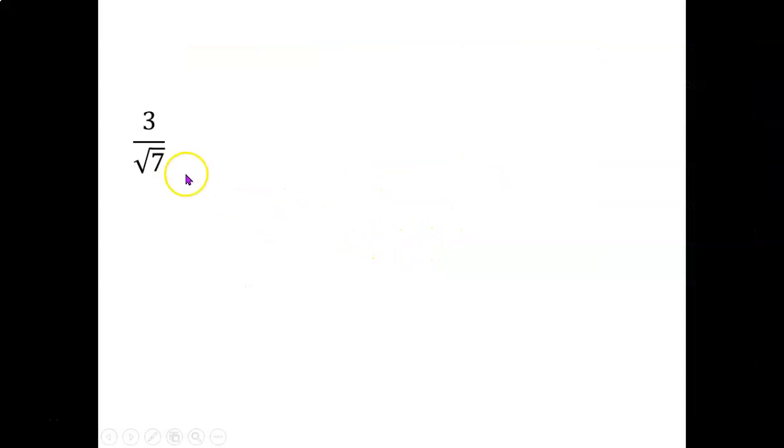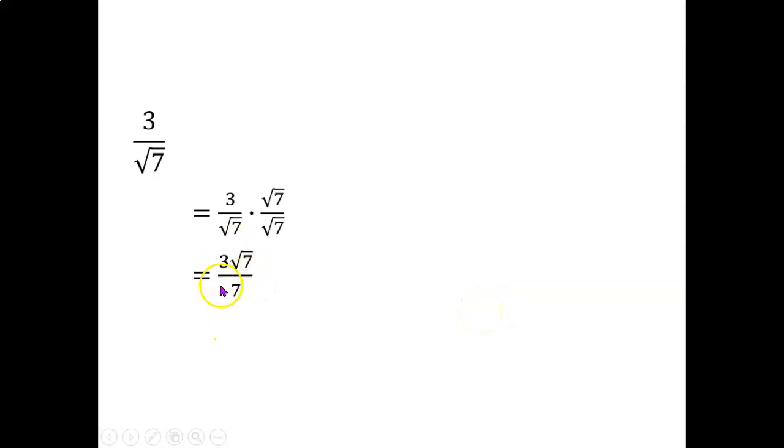Okay, let's do another one of these. Let's rationalize the denominator of 3 over the square root of 7. What are we going to do? We're going to multiply by square root of 7 on top and on the bottom. So on top we get 3 times the square root of 7. On the bottom we get the square root of 7 times the square root of 7, which is just 7. And this time we can't reduce it, so that is the final answer.